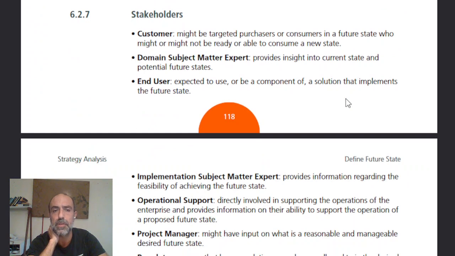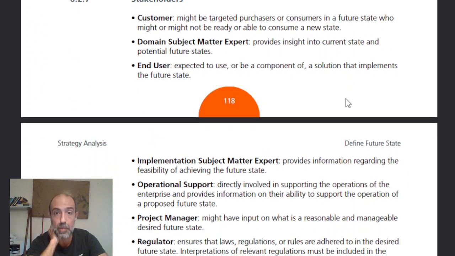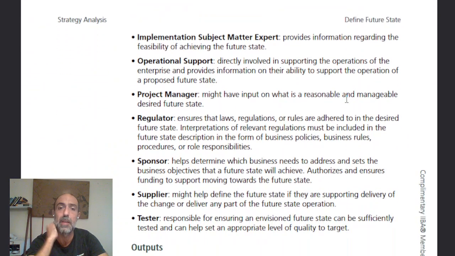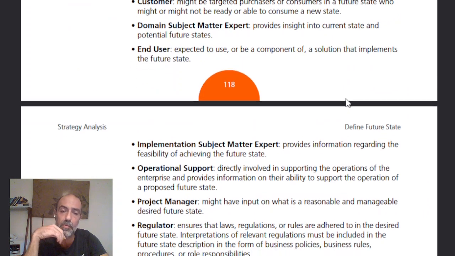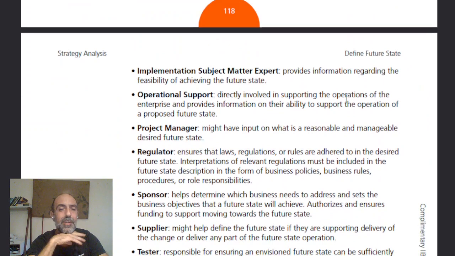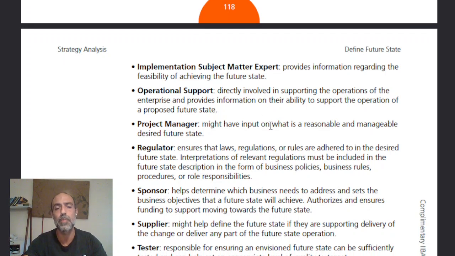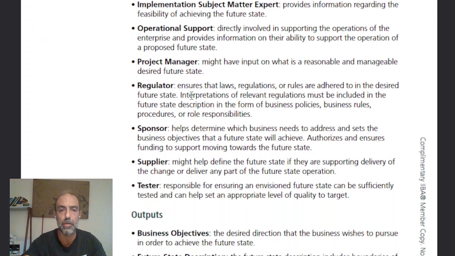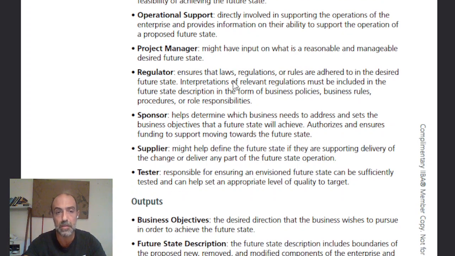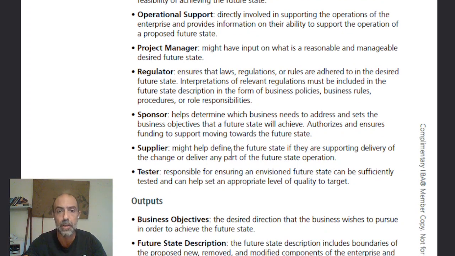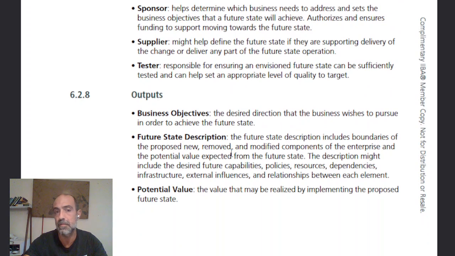Who are the stakeholders? The customers, the domain subject matter experts, the end user, implementation subject matter experts. It's a subject matter expert about the domain and the implementation. Implementation is best because some things are tricky to actually implement but easier to research. Operational support, the people that are involved in operations or that will help you implement the project, the project manager, the regulator, and the sponsor, supplier, and finally the tester.